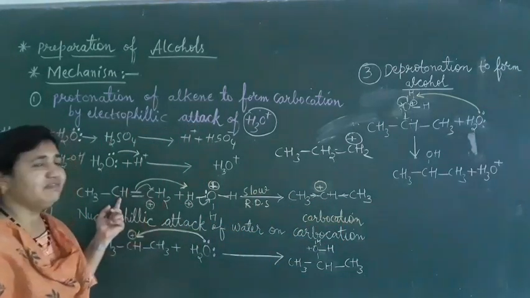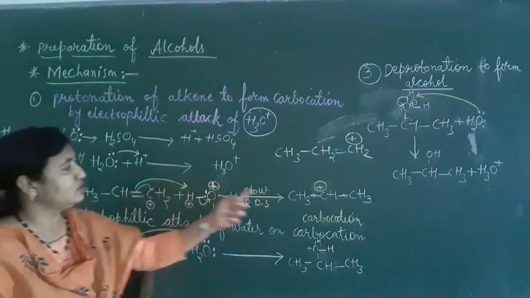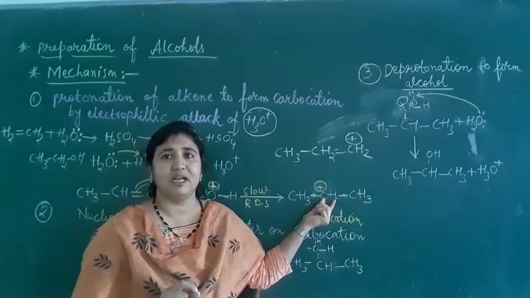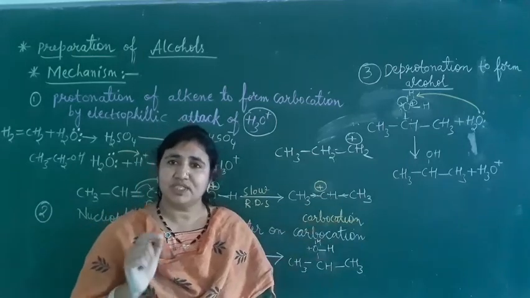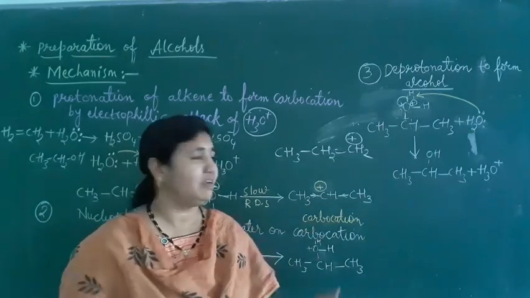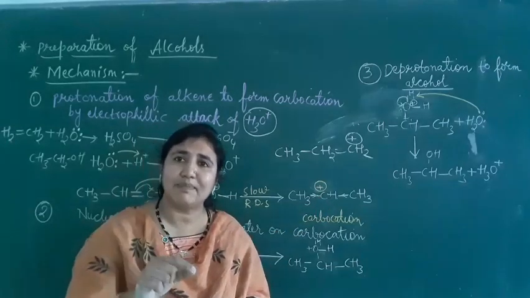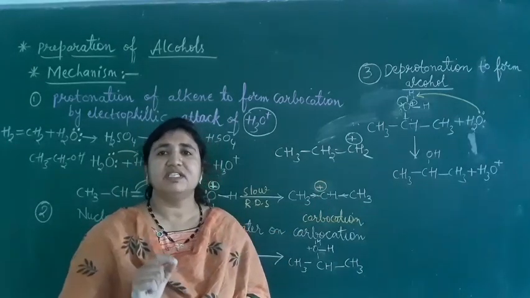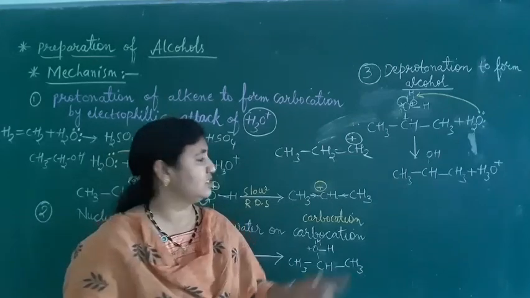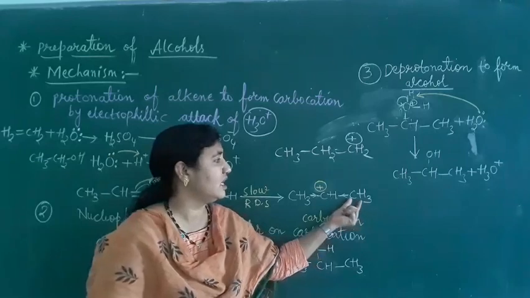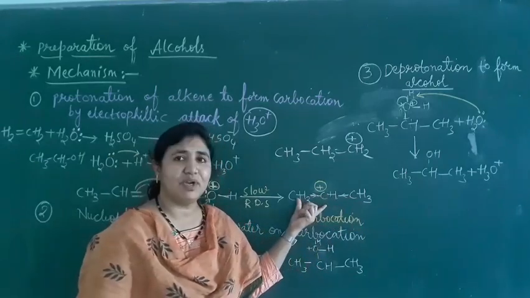Okay, so one carbon will get a positive charge here. Which carbon can form the stable carbocation? That carbon will get the positive charge. That means the proton will go to that carbon of the double bond which has more hydrogens, so that is here CH2. So according to Markovnikov's rule, we have a stable carbocation here.